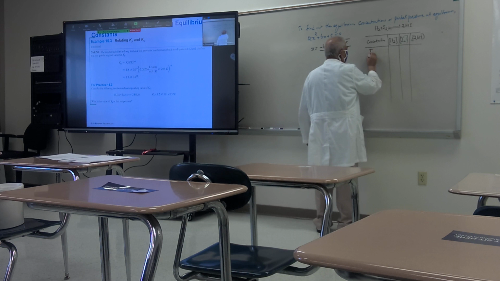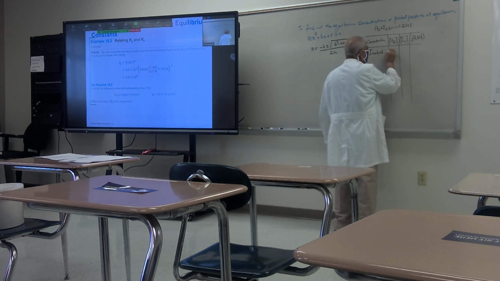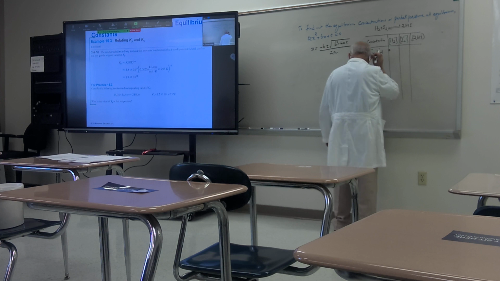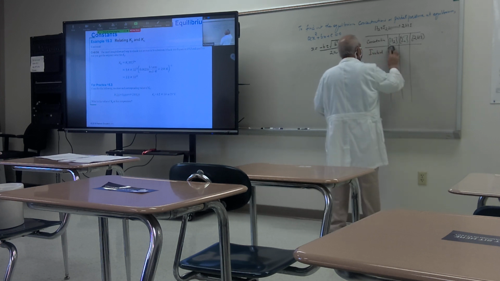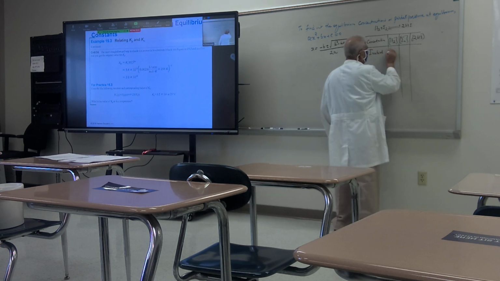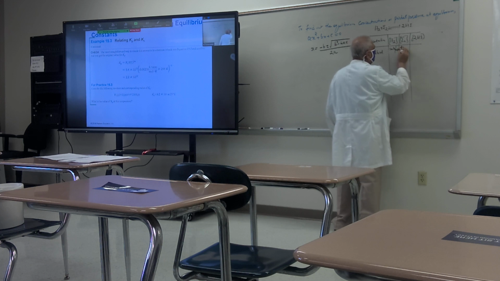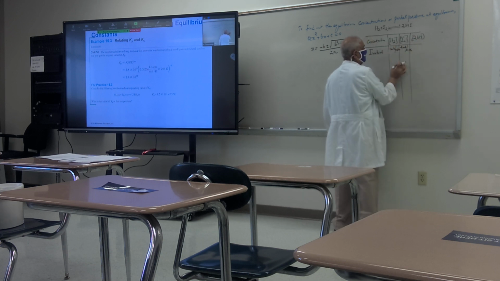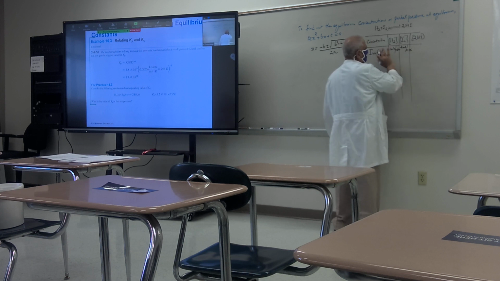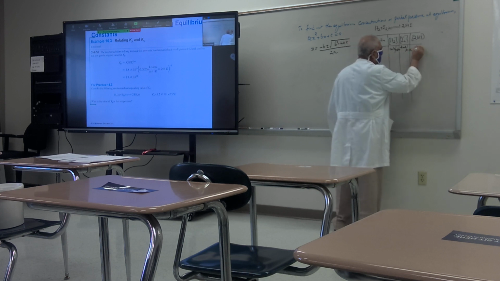So the first one we call initial concentration. They have given, I think, 1 mole per 0.5 liter. I think for iodine they give 2 moles in 0.5 liters. And of course, before the reaction, these are the initial concentrations. The reaction has not started yet. When the reaction has not started, the product is 0.